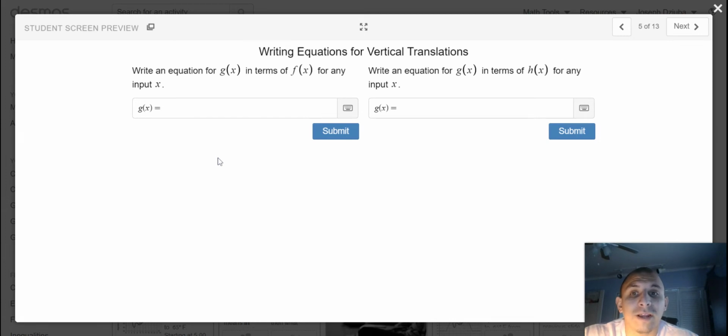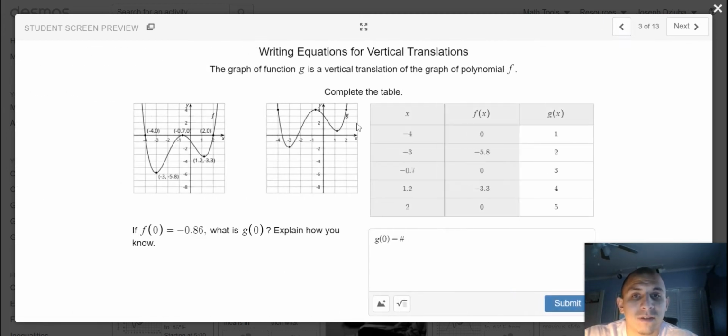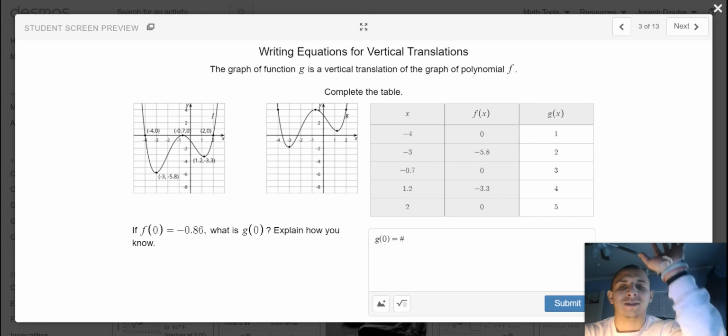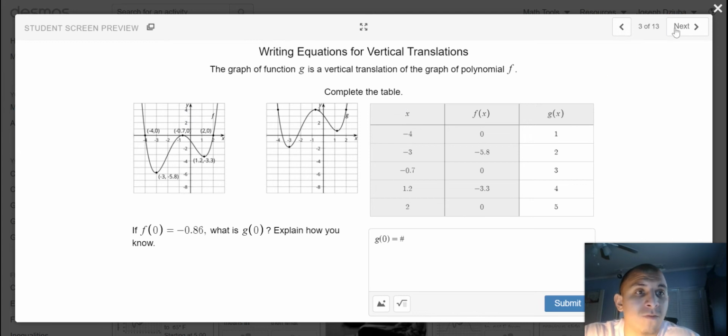Because I would like for you to write an equation for g of x in terms of f of x for any input x. So what that means is, how can we create this graphical representation of g of x based on the function f of x? I can clearly see that the function is increasing or being pushed, almost lifted vertically by approximately what appears to be 4 units.